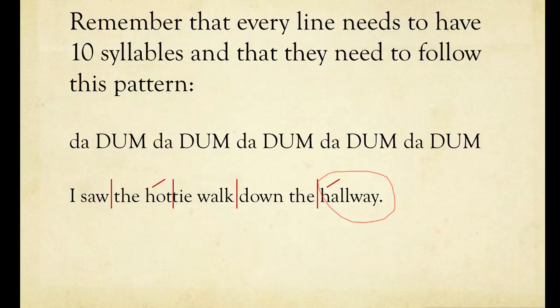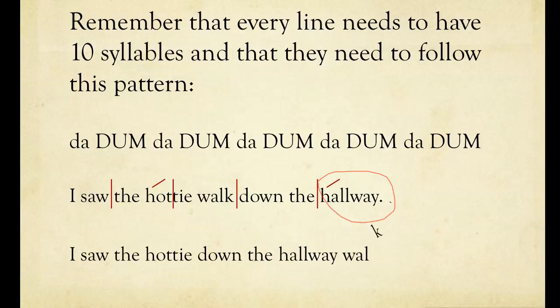So this line I might try rewriting as follows. I saw the hottie down the hallway walk. I know that I have to shift something. There's no problem with the hottie. It's in the right place. Hallway has to move. It basically needs to straddle the line that breaks up the 2 iambic feet.